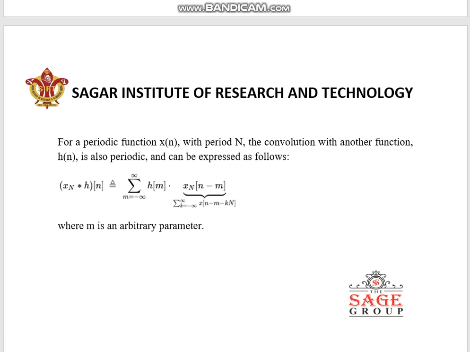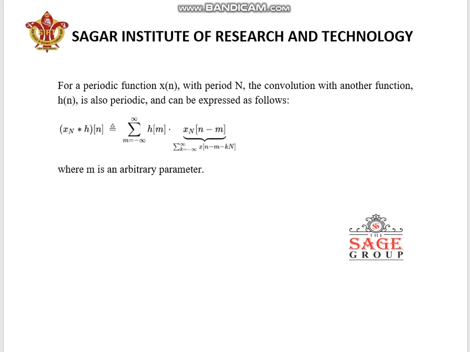Now, for sequences say x(n) and h(n), which are periodic with period N, the circular convolution is given by the expression summation m equal to minus infinity to infinity h(m) x((n minus m) modulo N). Modulo N means that the sequence repeats after N samples. Here small m is an arbitrary parameter.